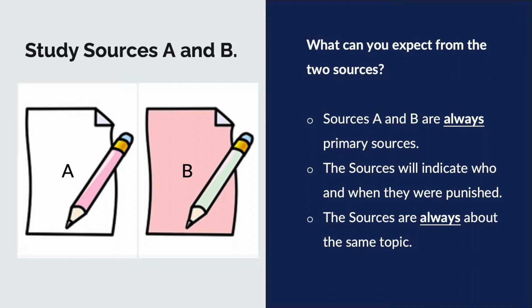The other thing is that the sources always tell you who and when they were published. So when looking at the question in the exam, also note who and when it was published, because that is an important part of understanding how to do the analysis. And then finally, the topics are always about the same thing. So you would never get a source from the storming of the Bastille, and then the second source is about the Reign of Terror. Both of the sources would be about the same historic event.